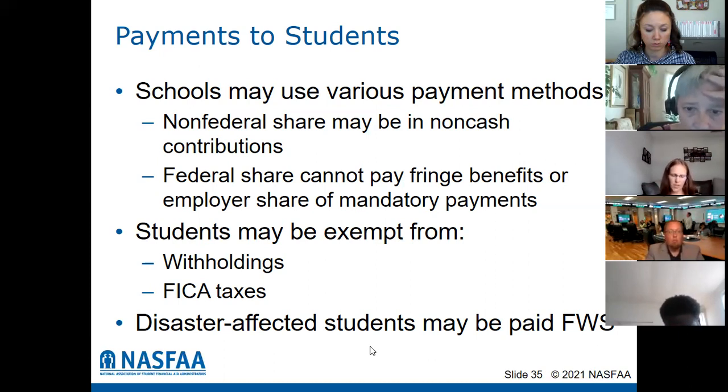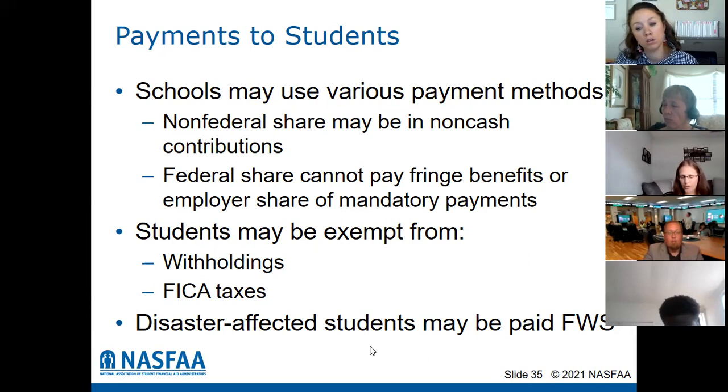Payments made to students must be equal to or less than the amount of federal work study wages the student would have earned if the student had been able to complete their work for the year. A disaster affected student is a student enrolled at an eligible institution who received a federal work study offer for the award year during which the major disaster occurred, earned federal work study wages for the award year prior to the disaster, was prevented from fulfilling their federal work study obligation for all or part of the award period due to the major disaster, and was unable to be reassigned to another federal work study position.